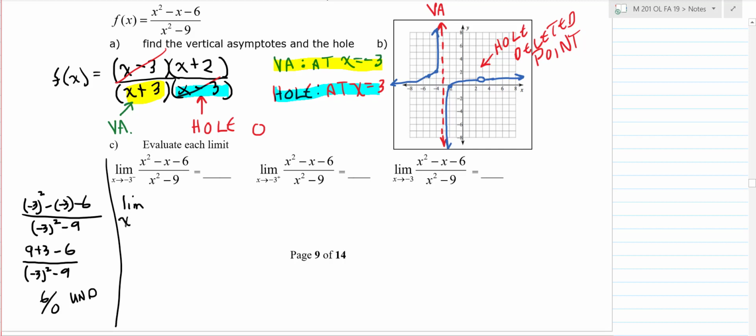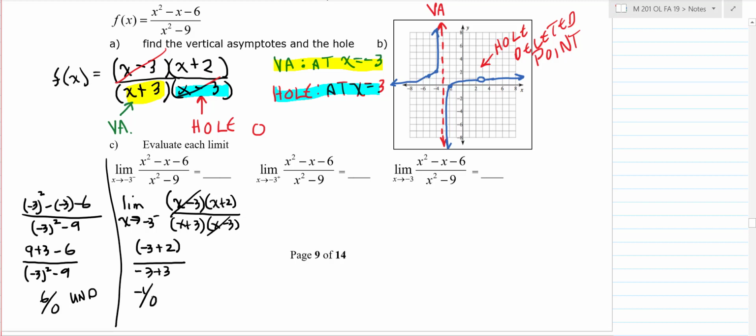So we would have the limit as x goes to negative 3 from the left. Like we did, we factored. So we have x minus 3, x plus 2, all over x plus 3, x minus 3. Those things cancel out. And then what we do is we just reevaluate the limit. So now you plug in. You're going to have negative 3 plus 2 there. Then plug in here, you're going to have negative 3 plus 3. So again, you get this negative 1 over 0 thing.